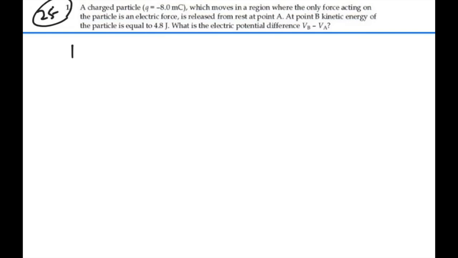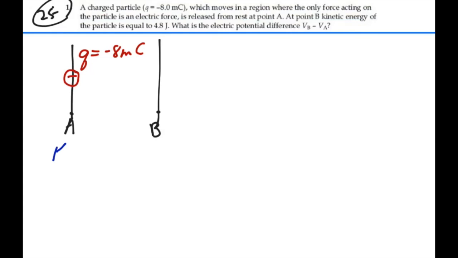Let's try to figure out what's going on here. We're going to start off with a negative charge, a value of negative 8 millicoulombs. And we're going to start from point A and travel to point B. Starting at point A from rest, the kinetic energy at A is 0, and the kinetic energy at B is 4.8 joules.